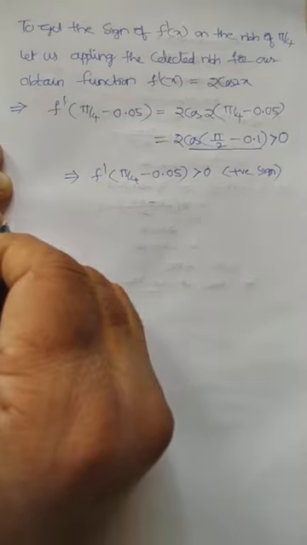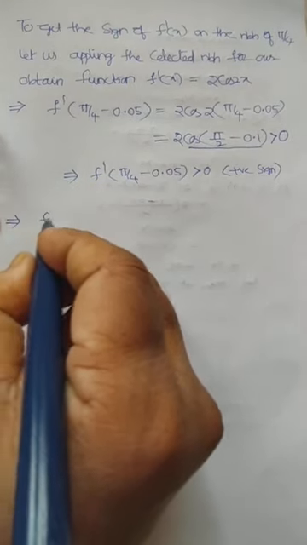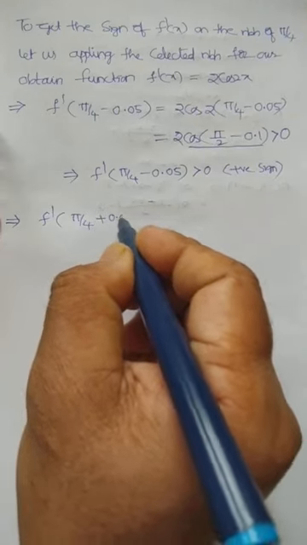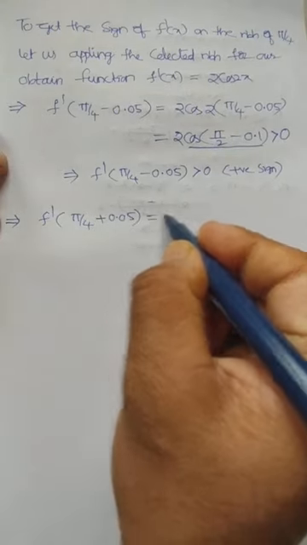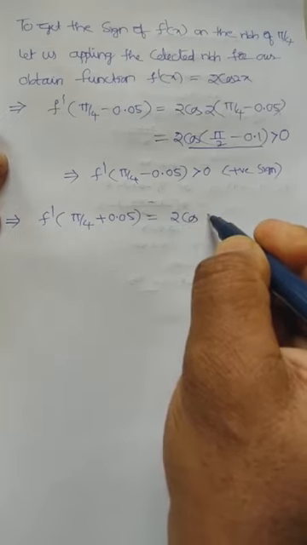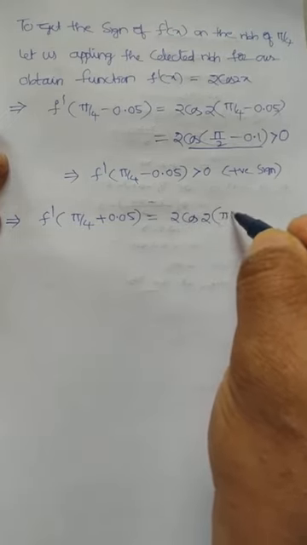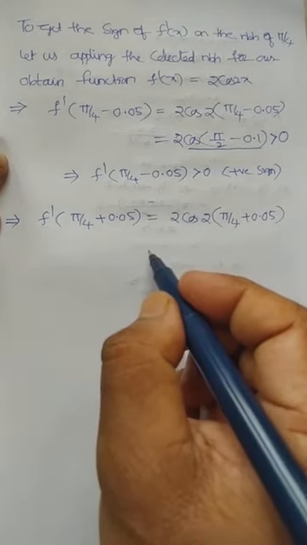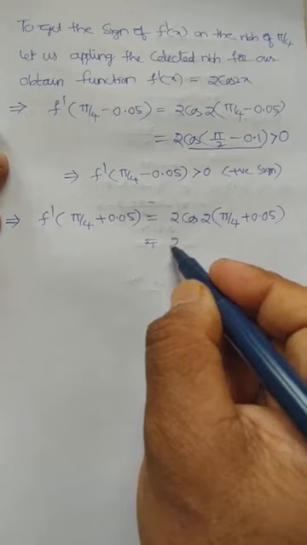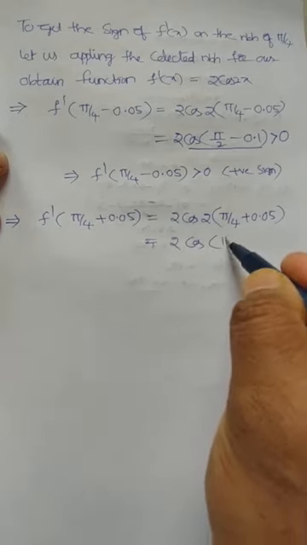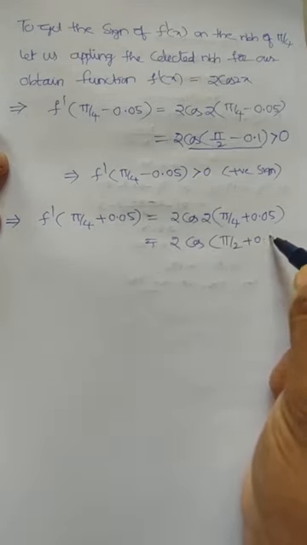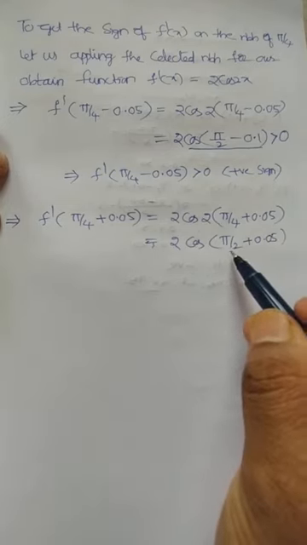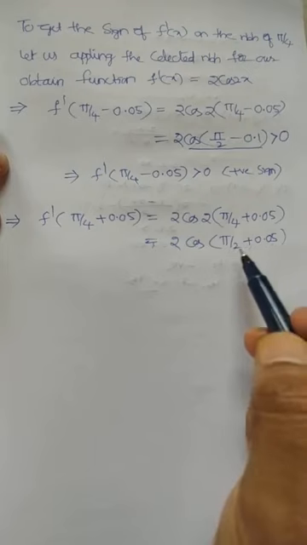Now f dash of pi by 4 plus 0.05, let us check for this one. 2 into cos of 2 into pi by 4 plus 0.05, so it is 2 into cos of pi by 2 plus 0.05. This means the cos angle is greater than 90, just slightly greater than 90.